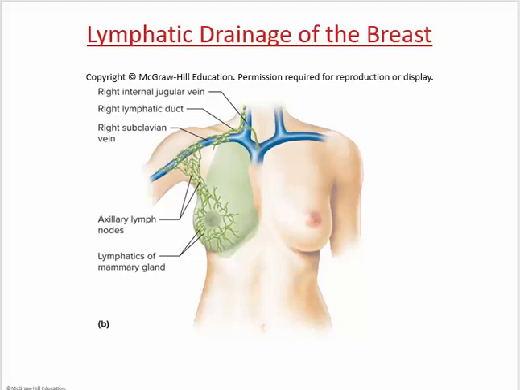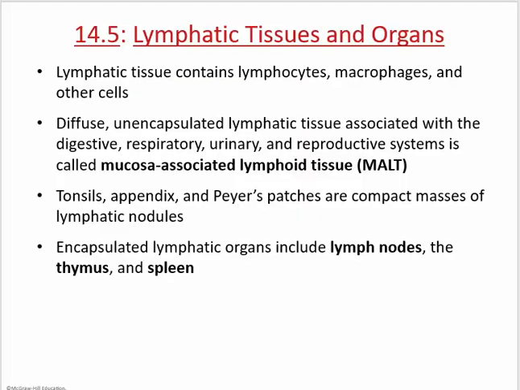Oftentimes there's problems with lymphatic drainage from breast augmentation surgery. People that have breast augmentation often end up with edematous problems because of the disturbing of this particular chain of axillary lymph nodes, the lymph nodes in the armpit. So the lymph flows this way, and that's a critical thing. Now, within the lymphatic system, we also have lymphatic tissue and lymphatic organs.